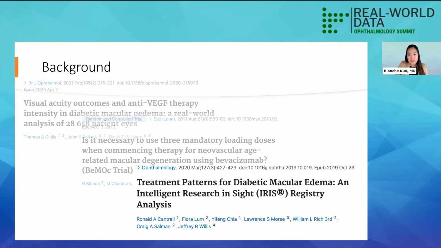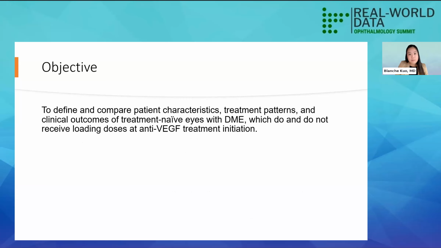Real-world studies using large electronic databases, such as Cantrell and colleagues' study using the IRIS registry, have been valuable in understanding treatment patterns in patients with diabetic macular edema. However, to date, there's no comparable real-world data study that examines the efficacy of loading doses for patients with diabetic macular edema. As such, the purpose of our study is to define and compare the patient characteristics, treatment patterns, and clinical outcomes of treatment-naive eyes with diabetic macular edema who do and do not receive loading doses at anti-VEGF initiation.